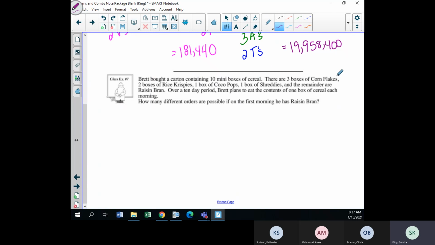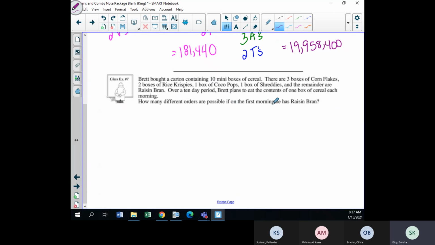And there's 3 boxes of cornflakes, 2 boxes of Rice Krispies, and then like the favorite cereal of kids, they only give 1 box. And then if you have siblings, they fight for this box, right? 1 box of Shreddies, and then your mom's not gonna open up another 10 pack until all 10 of these are eaten, right? So just part of being a kid. Okay, how many different orders are possible?